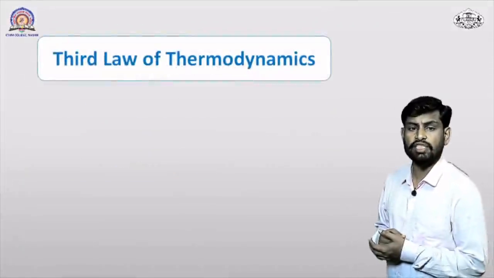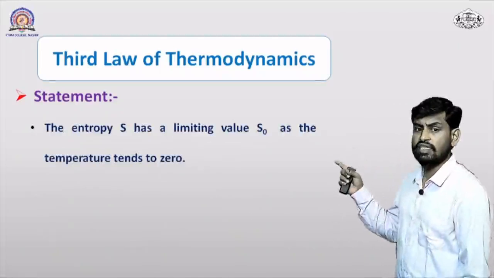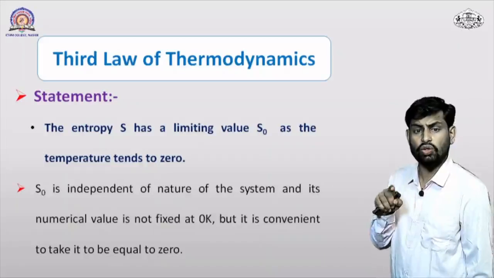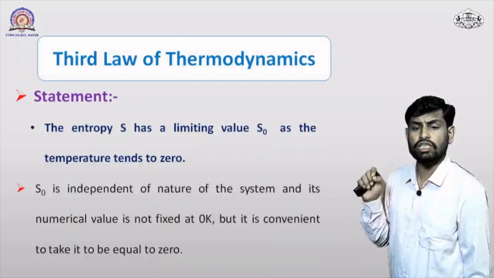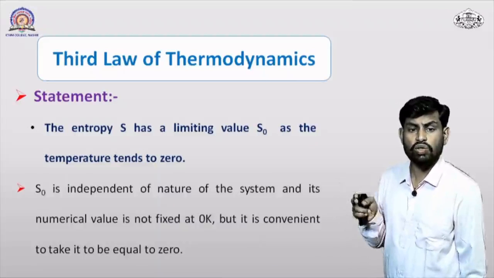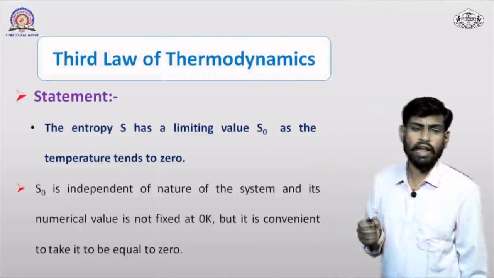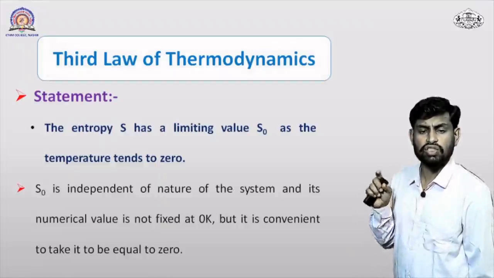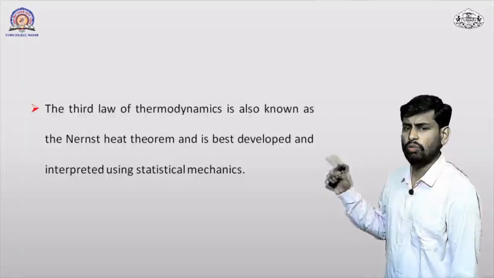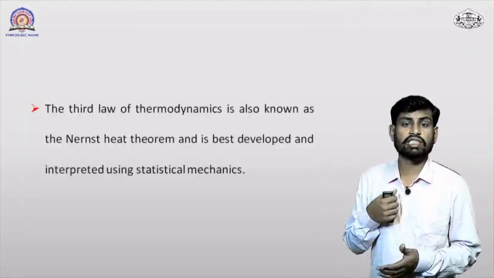The last one is the third law of thermodynamics. First we are going to discuss the statement. The entropy S has a limiting value of S0 as the temperature tends to 0, meaning that when the temperature is 0, the entropy is also 0. Entropy S0 is independent of the nature of the system and its numerical value is not fixed at 0 Kelvin, but it is convenient to take it equal to 0. The third law of thermodynamics is known as the Nernst heat theorem, and it is developed and interpreted using statistical mechanics.